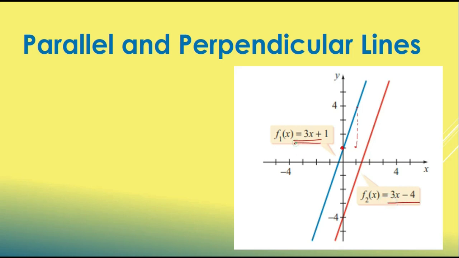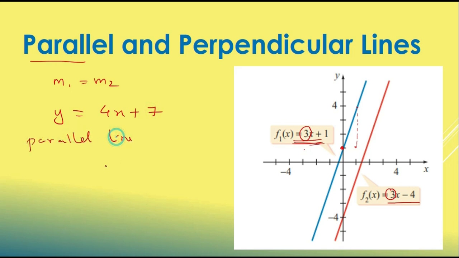Have you noticed a common thing between these two lines? Yes, the slope is the same. Whenever we write the same slope for two lines, it means they are parallel. For parallel lines, the two slopes are equal: m1 for the first line, m2 for the second line. So when I write y is equal to 4x plus 7 and I want a parallel line, then the equation will be y is equal to 4x plus c. It changes only in the constant. The y-intercept may be different, that's all.